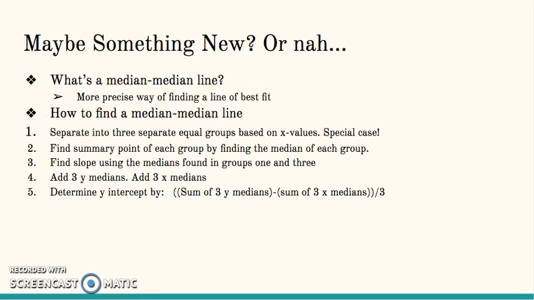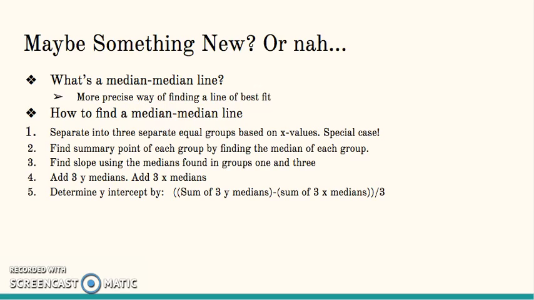Now that we've found the slope, we're going to move on to find the y-intercept. To do this, you're going to add the 3 y medians, all 3 of them, that are correlated with the x medians that you found. And then you add the 3 x medians. Now that you have those 2 separate sums, you can subtract the x sum from the y sum, and then divide that by 3. And that there, folks, is your y-intercept.